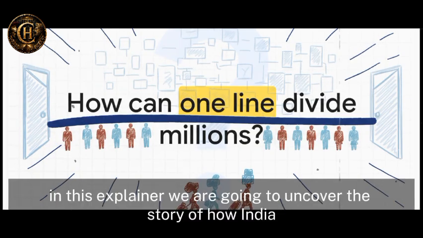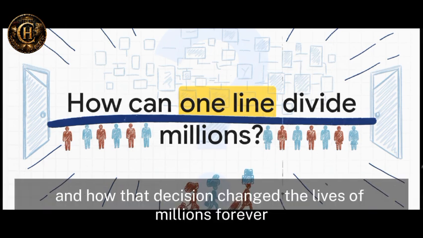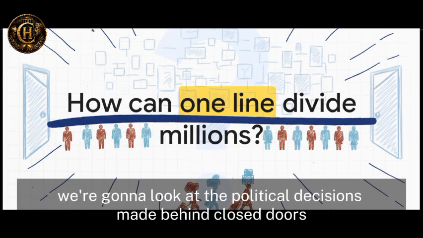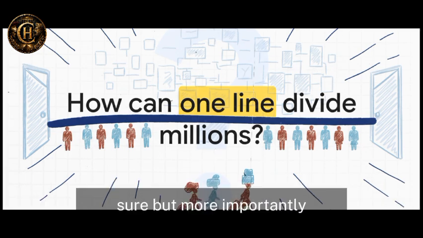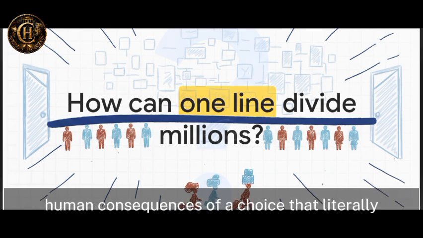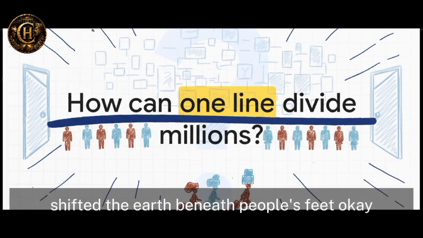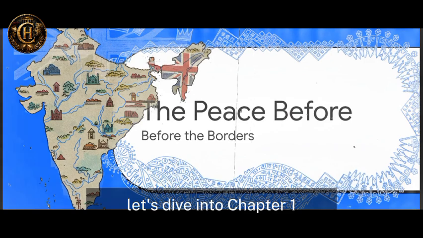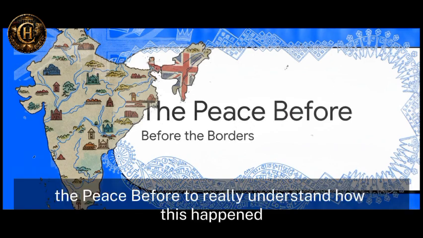In this explainer, we are going to uncover the story of how India and Pakistan were divided and how that decision changed the lives of millions forever. We're going to look at the political decisions made behind closed doors, sure, but more importantly, we're going to focus on the profound human consequences of a choice that literally shifted the earth beneath people's feet. Okay, let's dive into Chapter 1, The Peace Before.